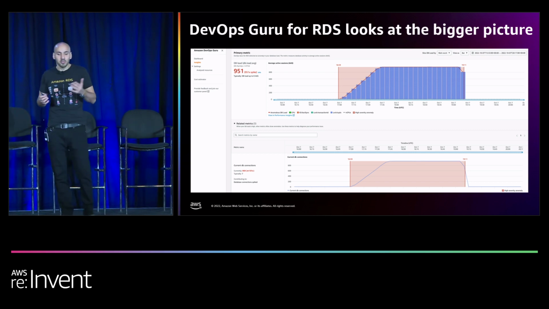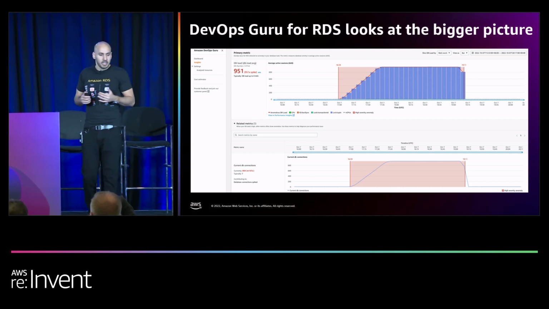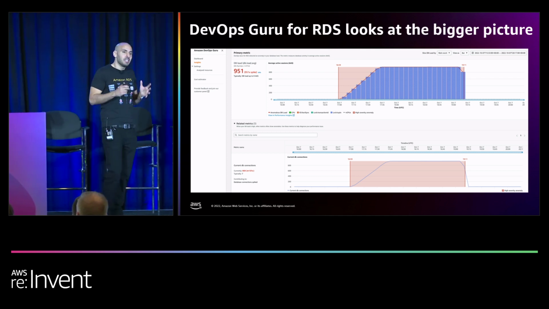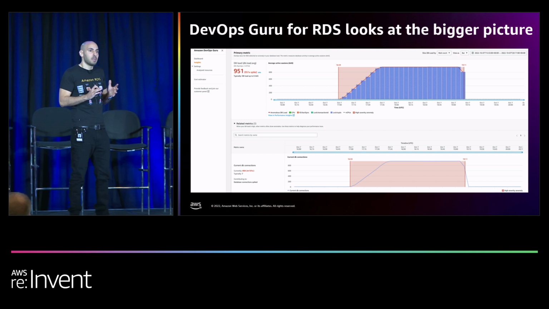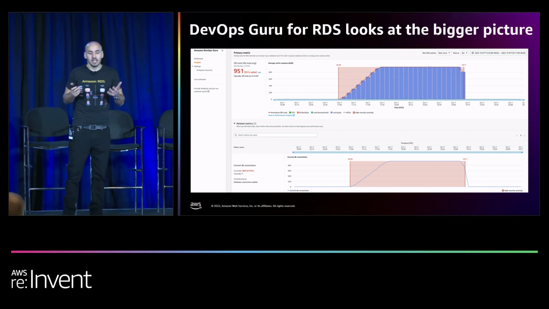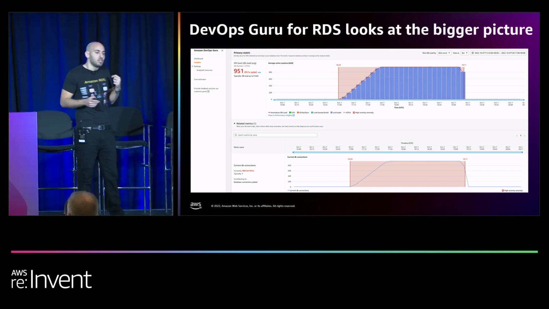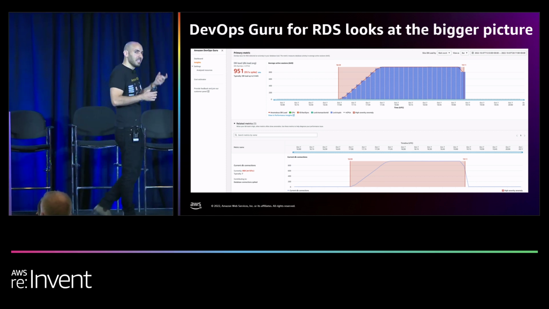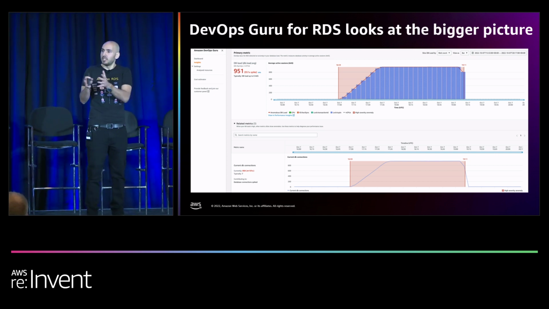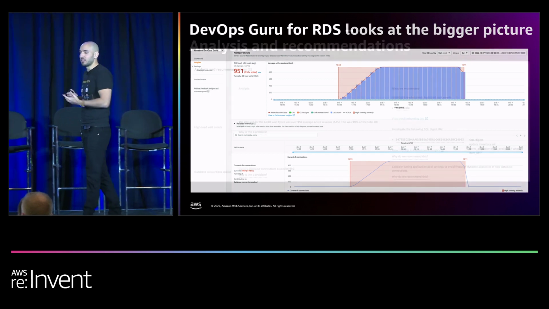951 times more. It also found, as you can see at the bottom of this screenshot, that we have 137 times more database connections, which is also a big problem because this is not typical behavior for this database. Not only does DevOps Guru identify that there are anomalies, but it also lets you know what to do next. What are the next steps that you can take?